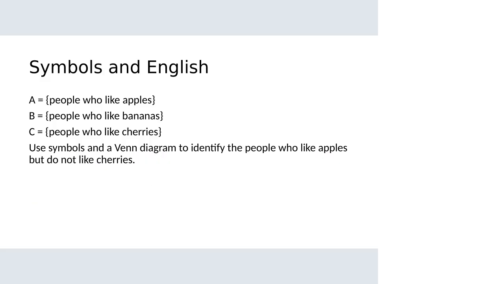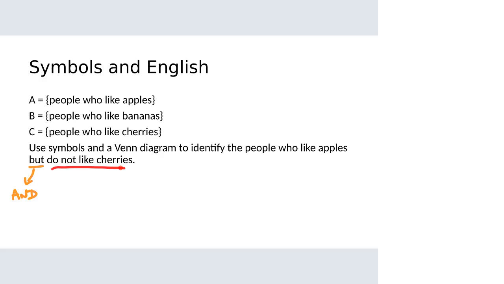Okay. Same 3 sets. Use symbols and a Venn diagram to identify the people who like apples but do not like cherries. I'm going to give you one part of this, and I want you to see if you can tell me the other part of this. The word but, we treat that the same as we would treat the word and. This sentence is the same as identify the people who like apples and do not like cherries. So if we see but in a question, we treat it like and. So there's that. Now, how am I going to write do not like cherries? How am I going to write that?